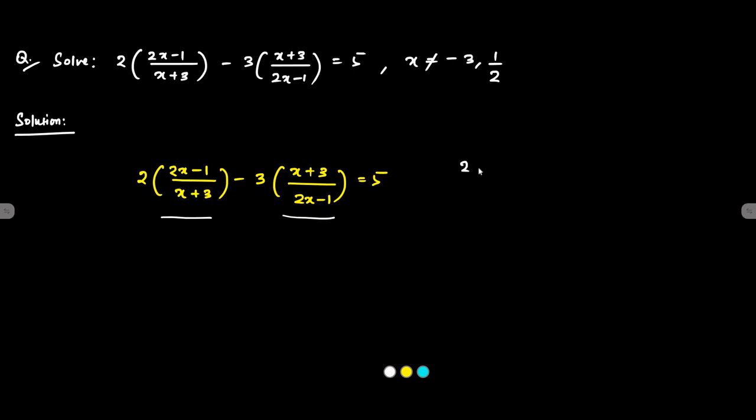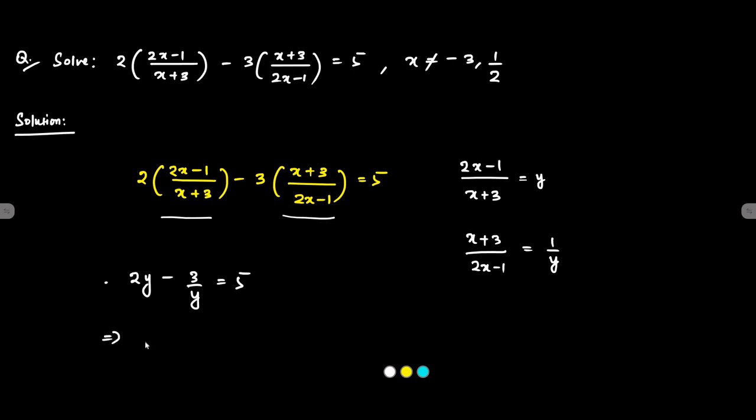Let (2x minus 1) by (x plus 3) be equal to y. Then (x plus 3) by (2x minus 1) will be equal to 1 by y. So when we make these substitutions in these equations, we have the equation 2y minus 3 by y is equal to 5.